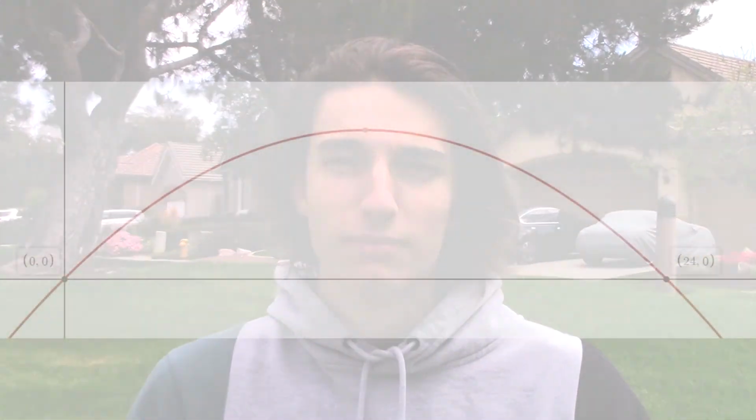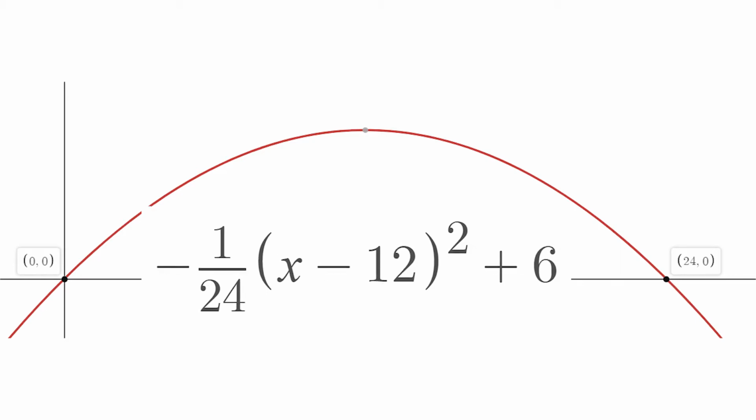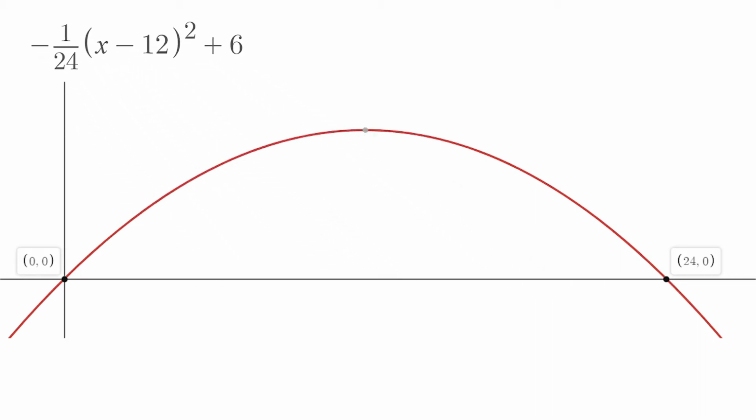Anthony just threw the ball at a parabola of -1/24 (x - 12)² + 6. If I can calculate exactly when the ball will reach me, I should be able to catch it perfectly. To find the velocity of the ball, I will need two x coordinates.